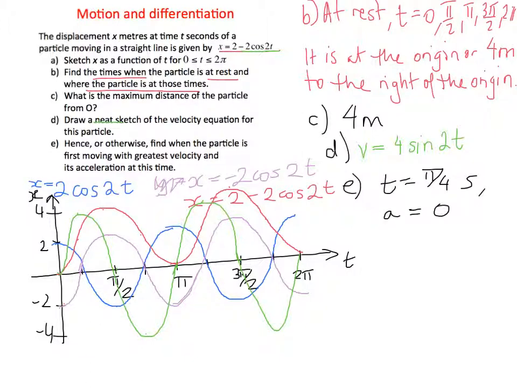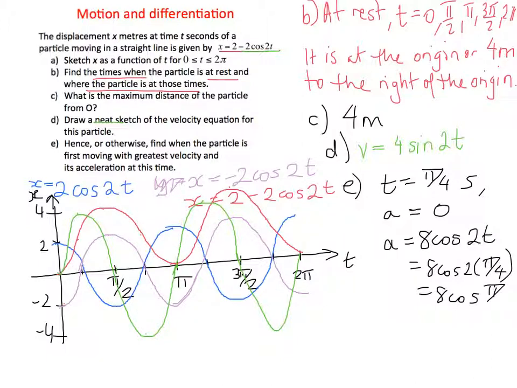You could have also worked that out by finding an equation for the acceleration by differentiating the velocity function. So that would be 8 cos 2t. And if you sub in t equals pi on 4 there, you would get 8 cos of 2 times pi on 4. What is 2 times pi on 4? Pi on 2. Cos of pi on 2 is 0, so the acceleration is 0. It's another way of working it out. That's it.